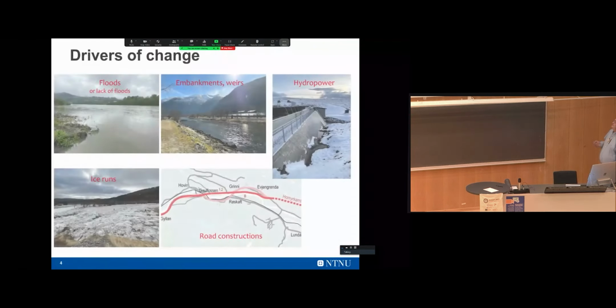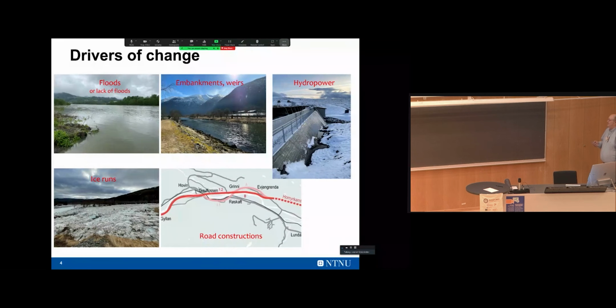And this is just an example of such factors. Floods, or maybe lack of floods. The river training works like embankments and weirs, hydropower, large ice runs, and perhaps something that has escaped, at least in Norway, the work of the road and railroad departments. What do they do with the rivers?